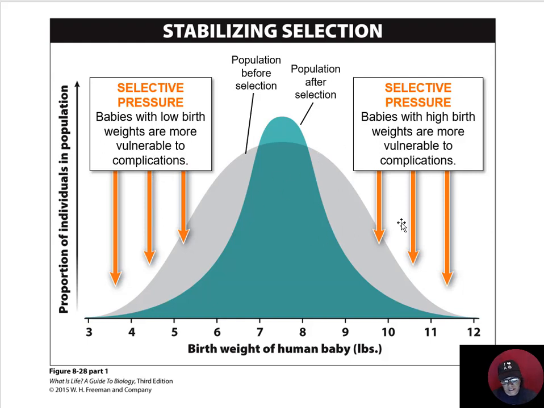And on the other side, where you have babies who are 10 pounds, 11 pounds, 12 pounds, babies with this really high birth weight, they are also subject to more complications because it is difficult for them to actually be birthed. So both mother and baby can die. And again, without intervention, these alleles don't get passed on. And so this is why most human babies are within this birth weight range of anywhere from, say, 6 to 9 on average.